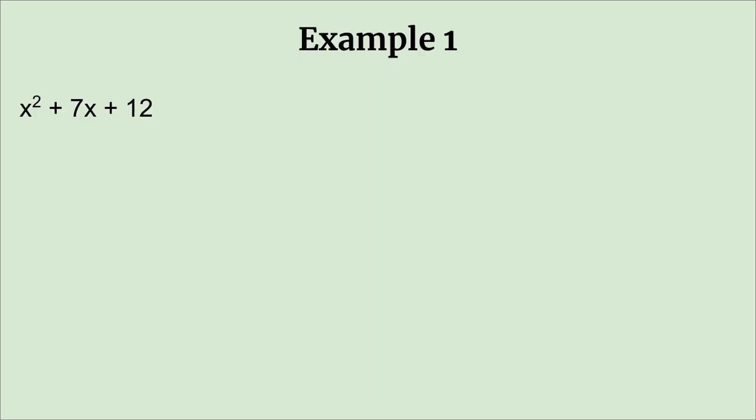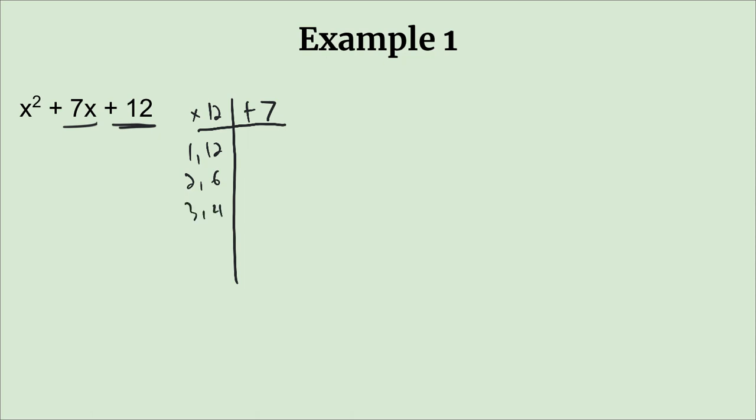So our first example is x squared plus 7x plus 12. How I'm going to do this is I'm going to make a t-chart where we're multiplying to the third term. So we're multiplying to 12. We want to add to 7. So for 12, our factor pairs would be 1 and 12, 2 and 6, 3 and 4. We add these pairs together.